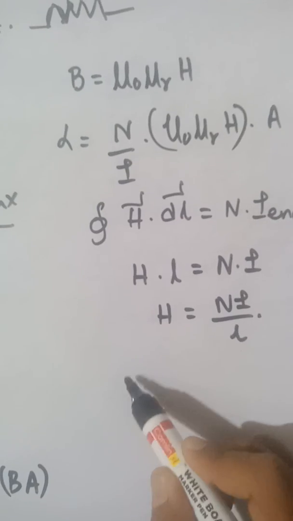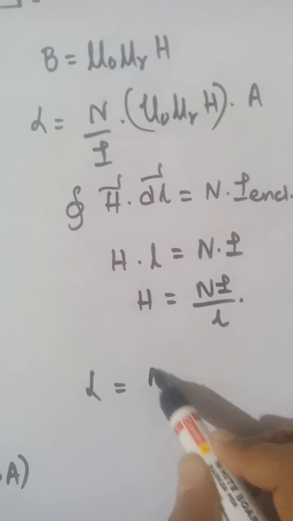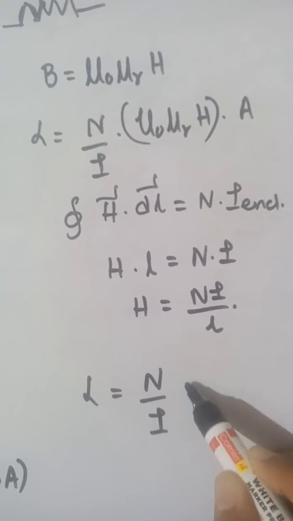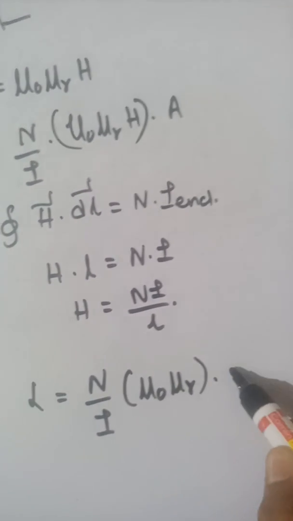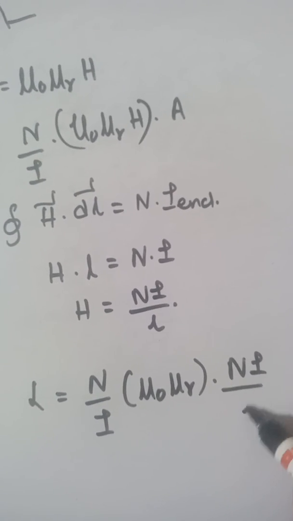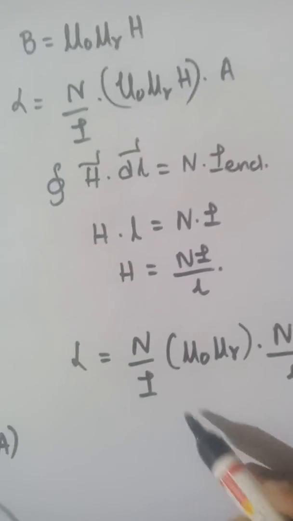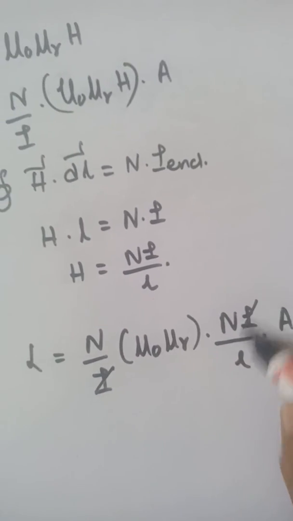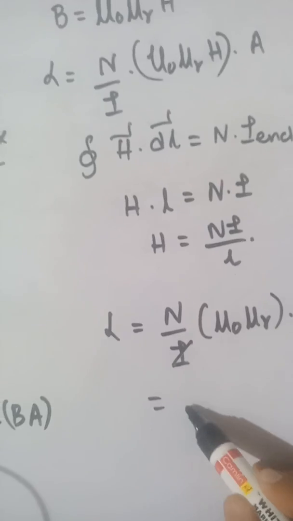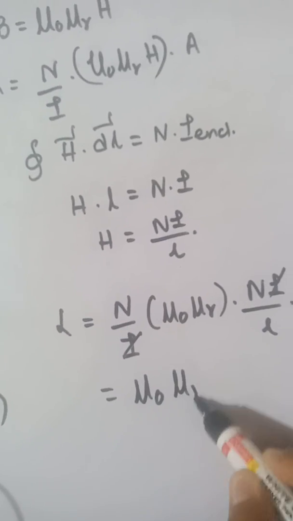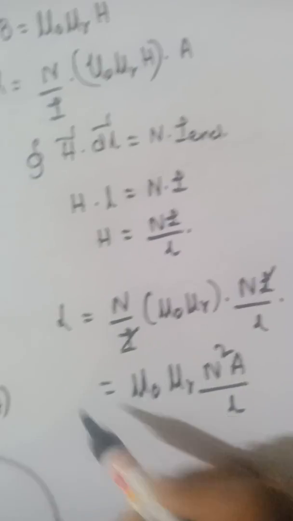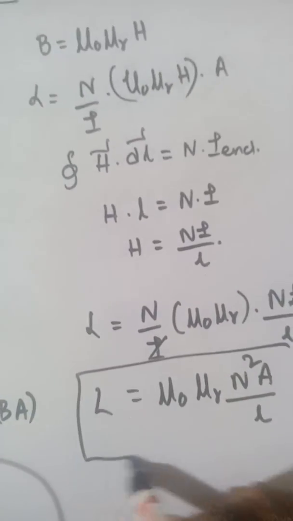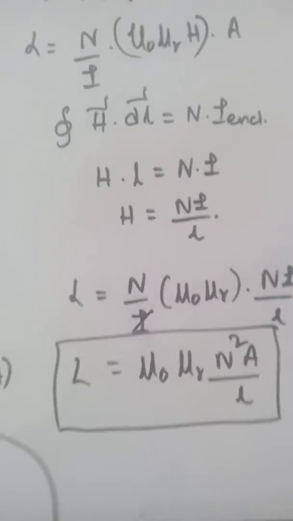Now if I include this in the inductance expression as well, it will be n by I into mu naught mu r into H, which is Ni by L, into A. Now this I would cancel, so this simplifies to mu naught mu r n square A by L. So this is the final inductance formula.